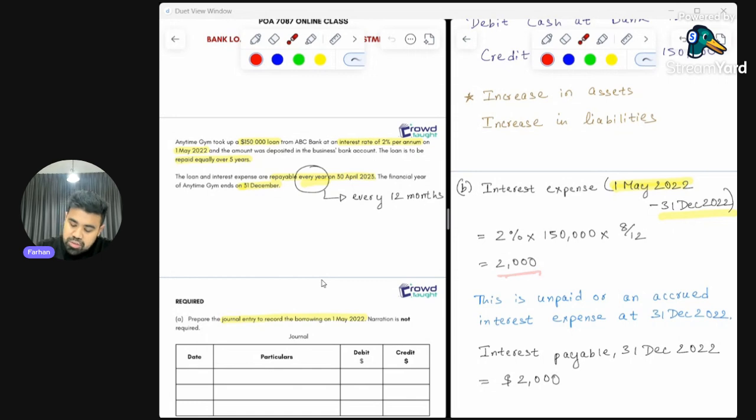So at 31 December 2022, this $2,000 is still unpaid and accrued, or interest expense payable, okay? So this $2,000 is clearly interest payable at 31 December 2022 because we haven't paid for this in cash, which means this is a current liability of the business at 31 December 2022.